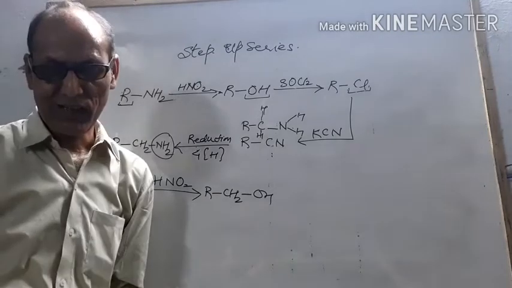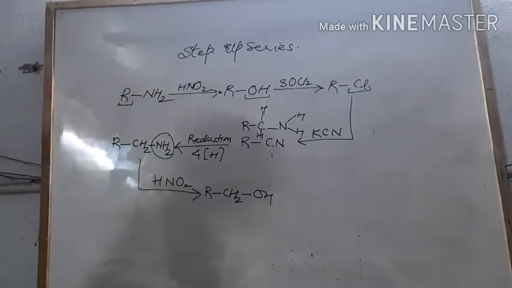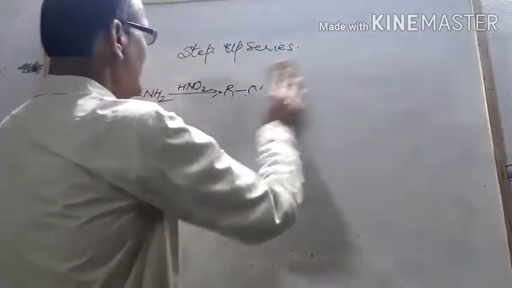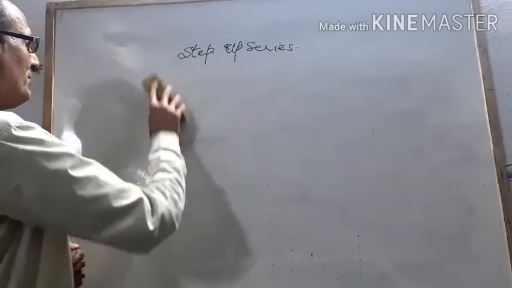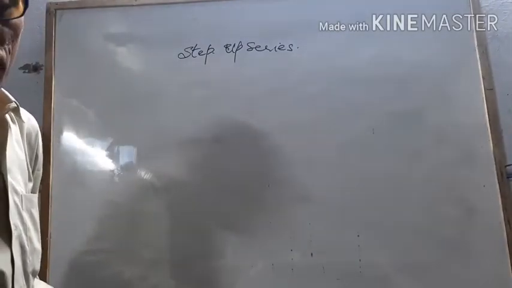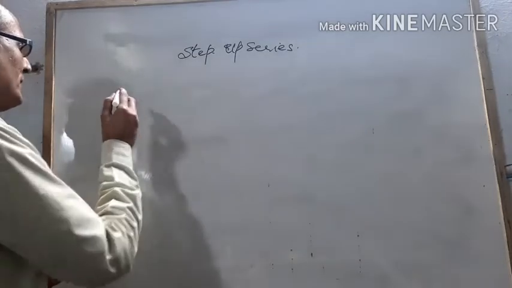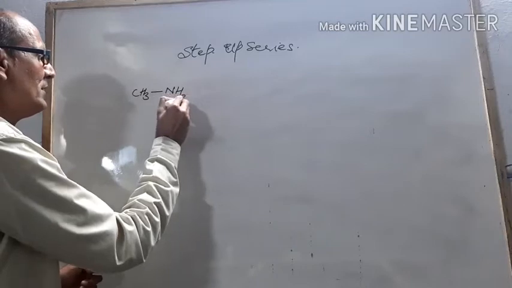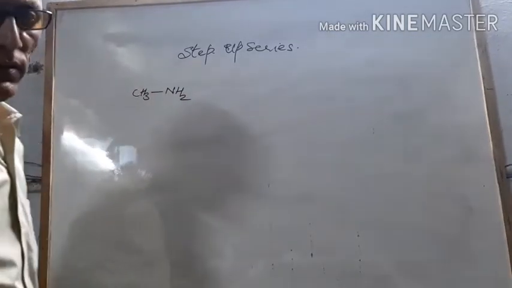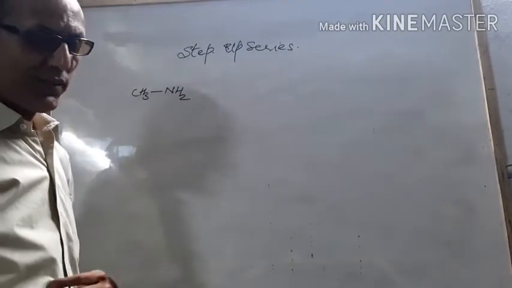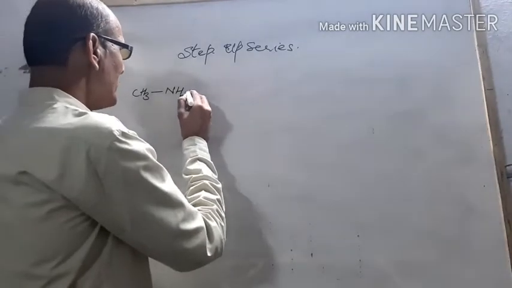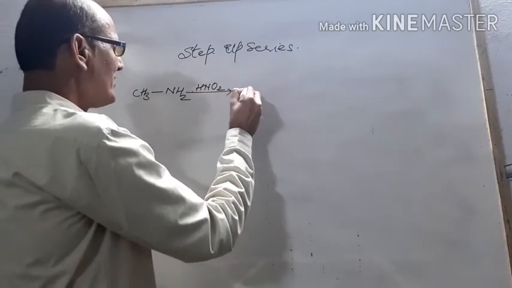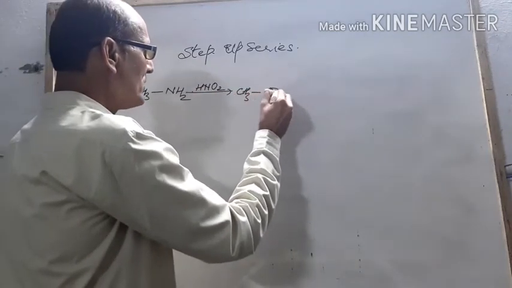Now I am writing one example. Suppose you want to convert methylamine to ethylamine, or methanamine to ethanamine. Methylamine is CH3 single bond NH2. There is one carbon here and you have to convert it into two carbons. First of all, we convert it into alcohol by using HNO2. So you will get CH3 single bond OH.